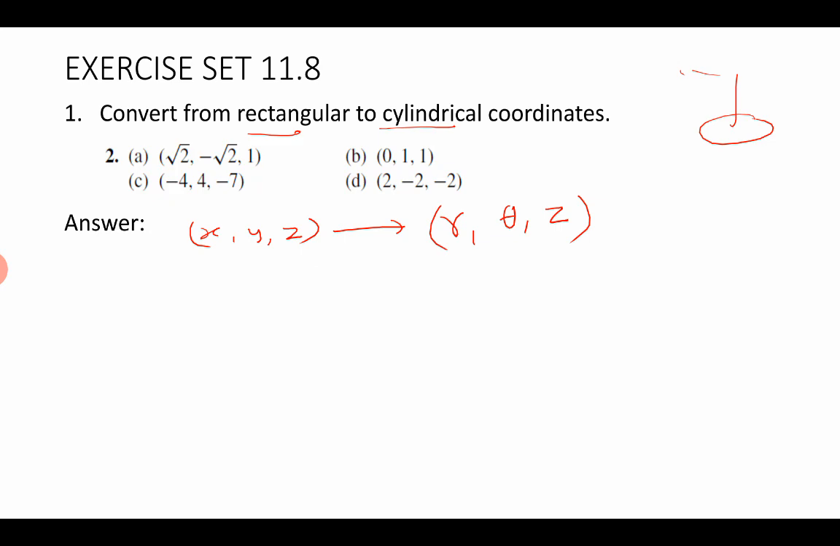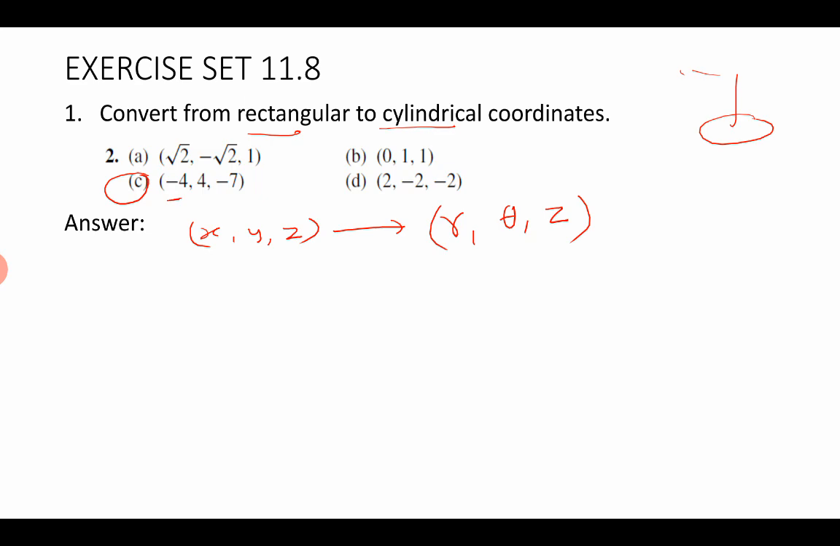Which is looking difficult to you? Maybe all are easy for me, but you have to think from your point of view. Let's choose C. I will solve one problem, and the remaining three will be your practice problems. C. Okay, the reason I have chosen this one is that x is negative. When x is negative, finding theta will be slightly different, isn't it?